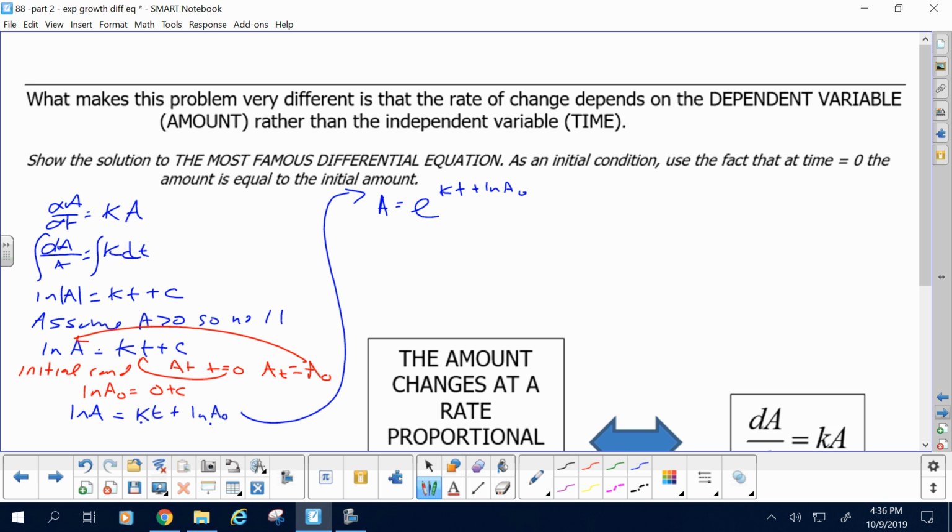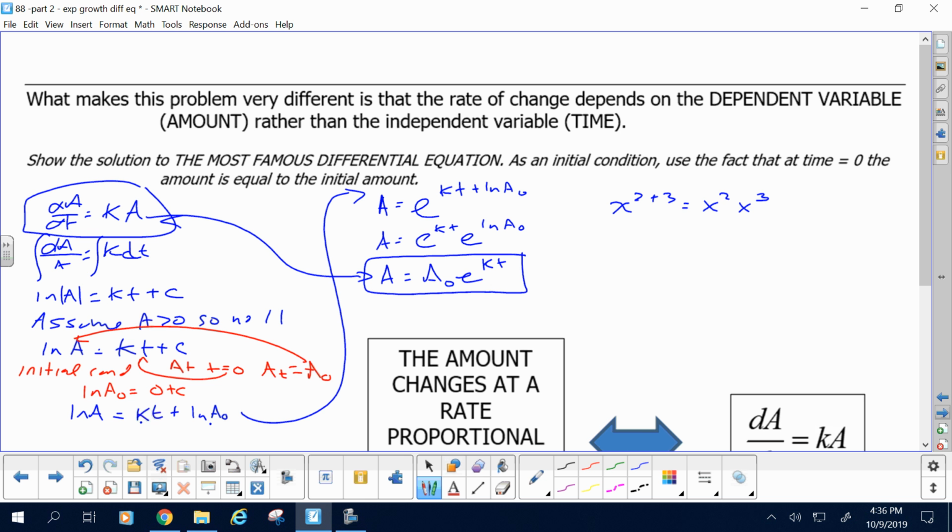Now that's nice, but it can be changed a little bit. By exponent rules, I know basically that if you have a sum in the exponent, it comes from two things with the same base multiplied. So using that idea to separate the two terms, e to the kt times e to the natural log of A initial. Now if I take that second term and simplify, e to the natural log of A initial is just A initial.